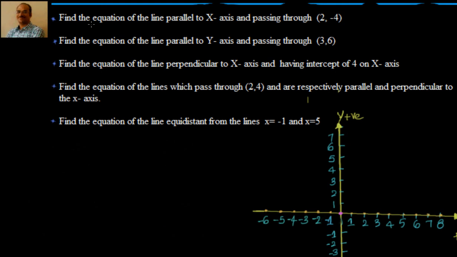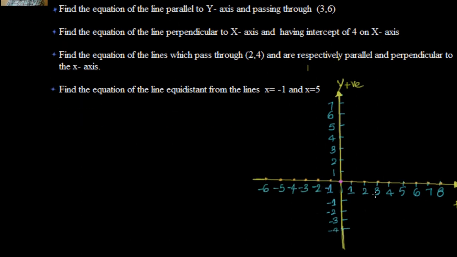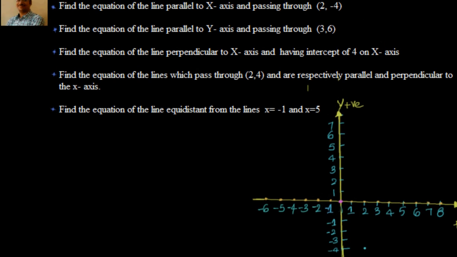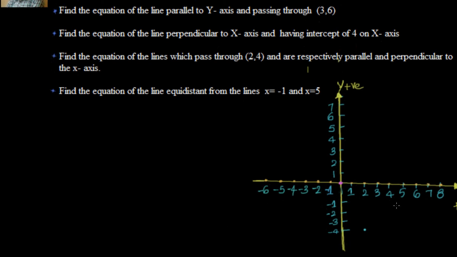The first one: find the equation of the line parallel to the x-axis and passing through (2, -4). Let us see where (2, -4) is. 2 is on the x-axis, and for -4 I have to go down. This is the point which I got. Now I have to find the equation of a line which is parallel to the x-axis and passing through (2, -4). So it should be parallel to the x-axis and at the same time pass through (2, -4). So it will be like this.